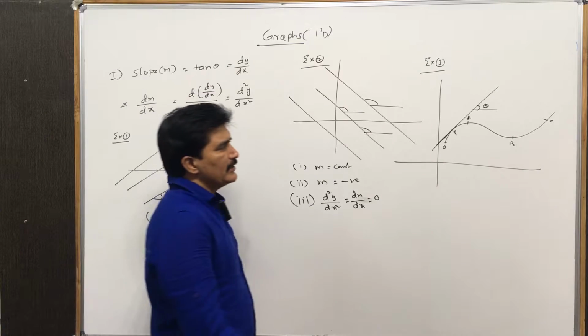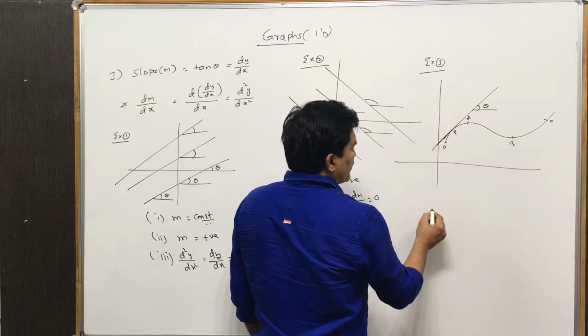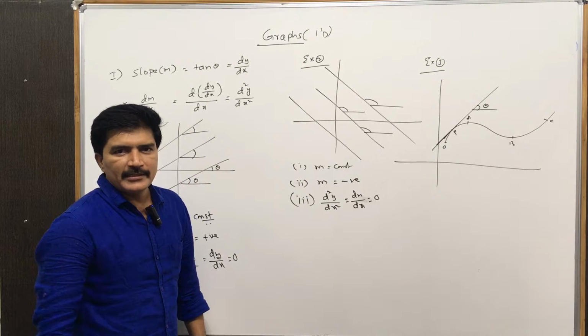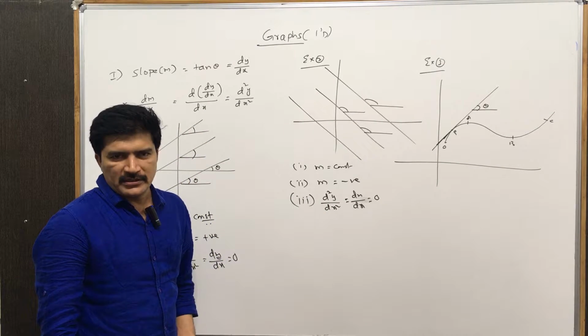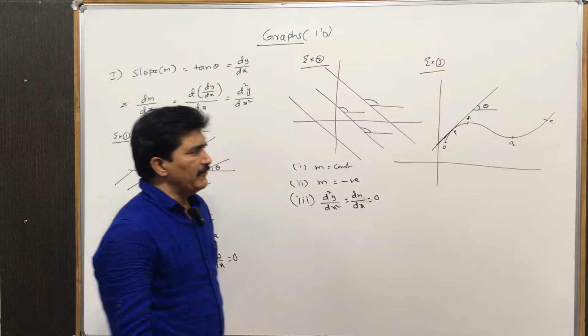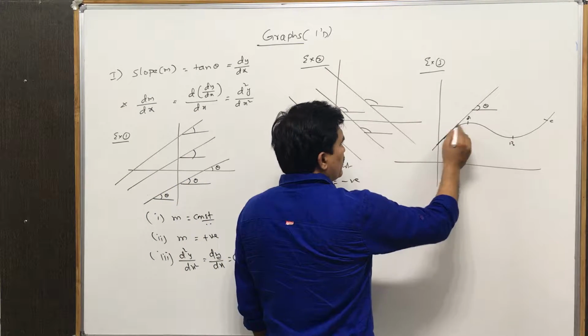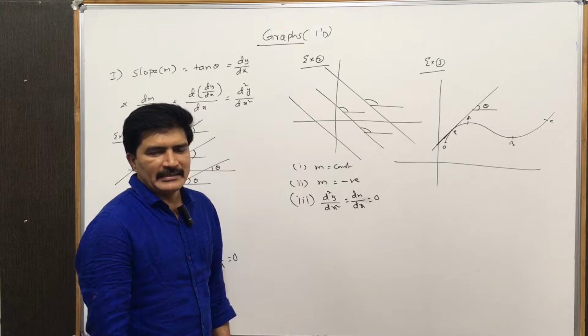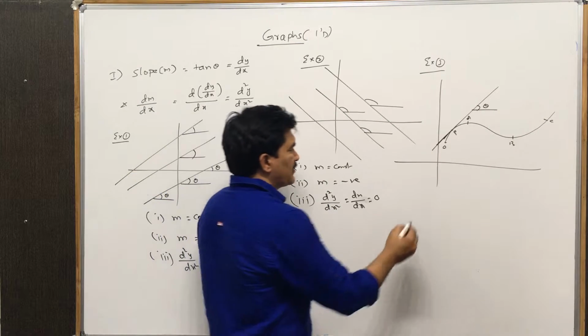Here it is clear that the angle is less than 90 degrees, so tan of it is positive, meaning slope is positive. And one thing is clear: if I move to here, the tangent will be like this, indicating that the angle made with the positive x-axis is changing. Hence I can conclude that here slope is not constant.